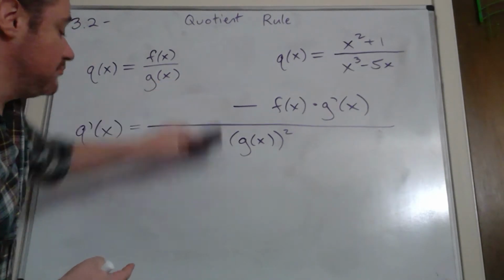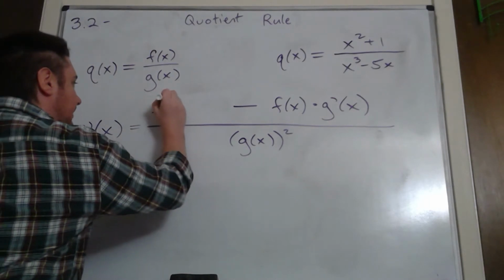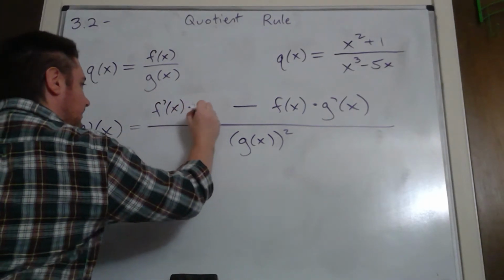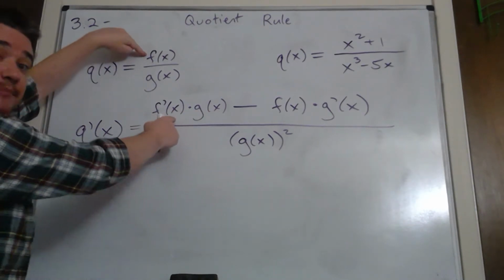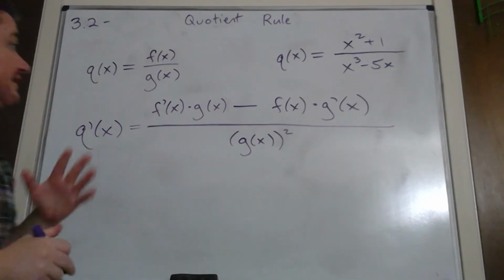The combination we need though, right? So we still need f prime of x multiplied by, so it's still the product of the original bottom times the derivative of the original top, right? So that product lives like there.